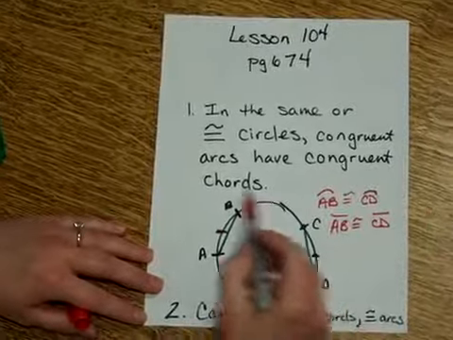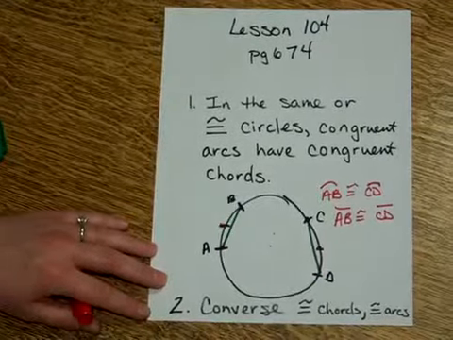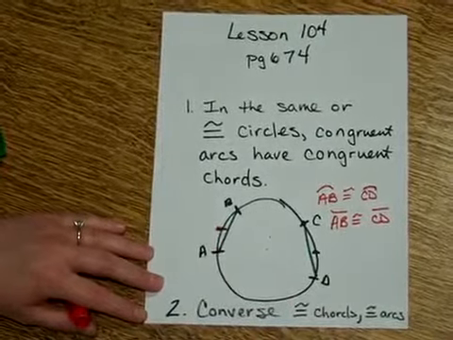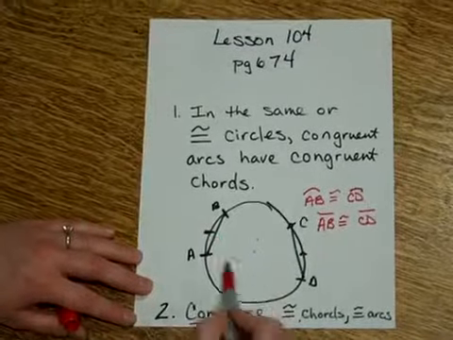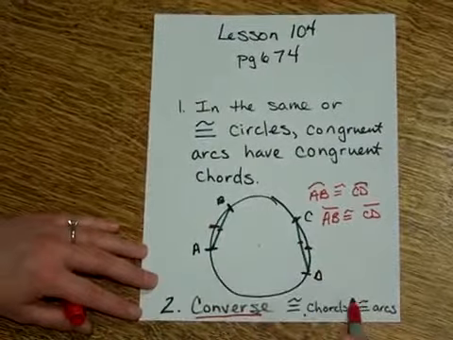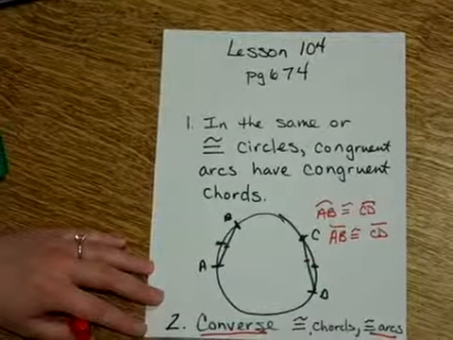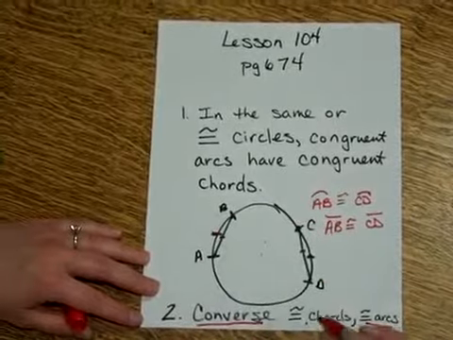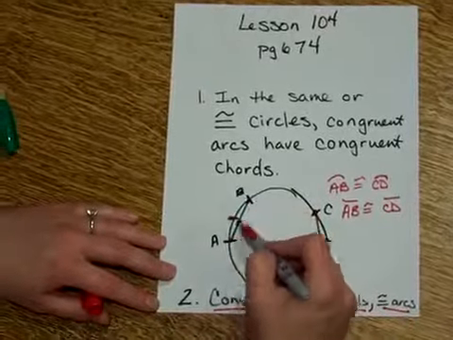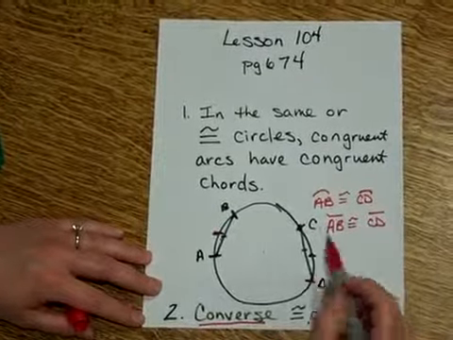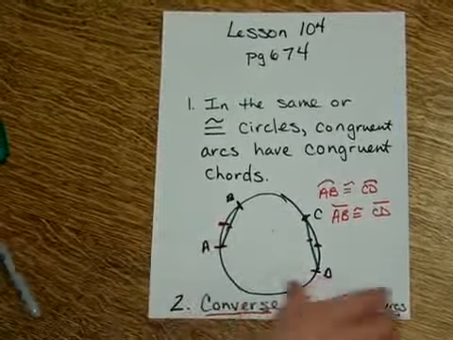We've already proven this with central angles and their arcs, but we're now looking at arcs and their chords. The second part of this is simply the converse. If I have congruent chords, then the arcs that they intercept are congruent. If I'm given the chords being congruent, then the arcs that they form are congruent. You'll look at it in your book on page 675.